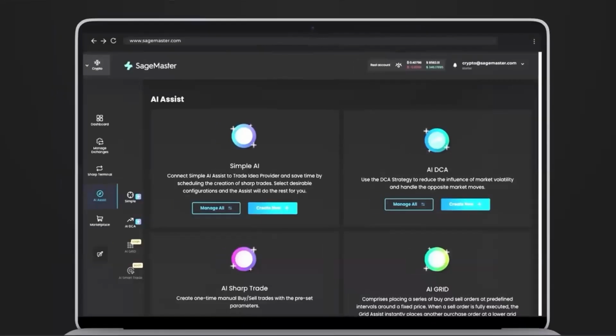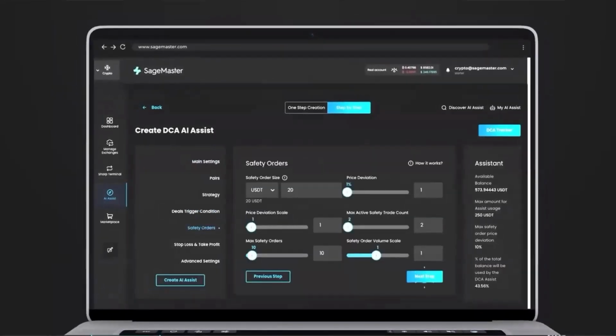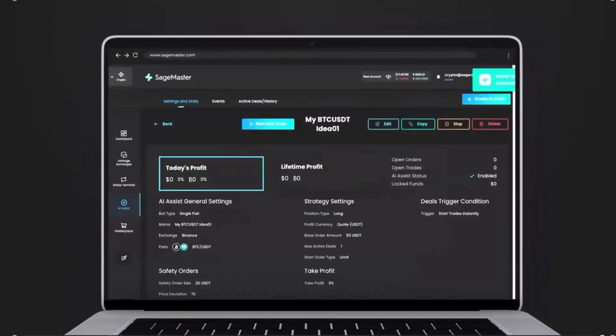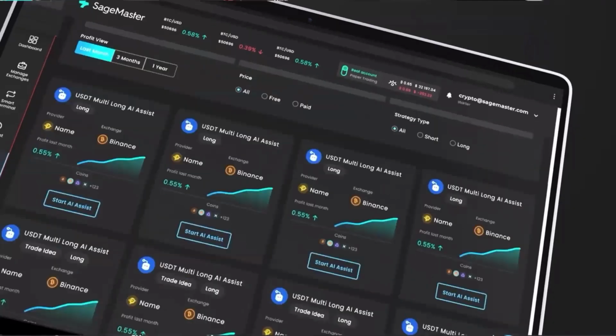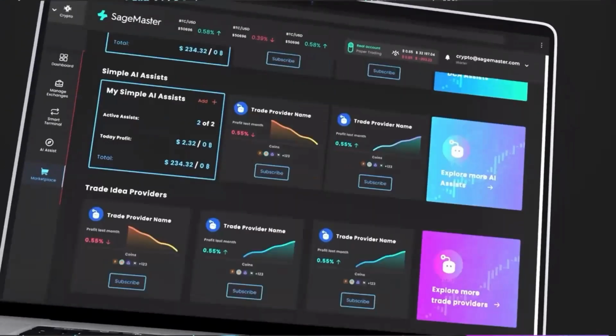Thankfully, you do not need to spend countless hours and days monitoring your DCA trade. With Sage Assist, you can create a DCA combined with its innovative features, and the rest is taken care of by Sage Assist. Skip years of learning and use DCA templates from the marketplace that other professional traders have backtested.